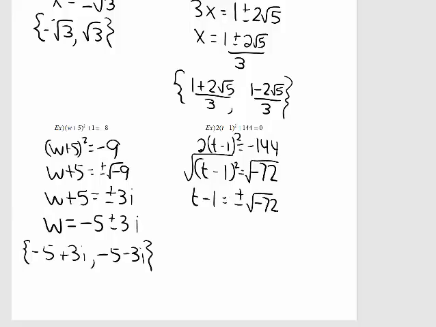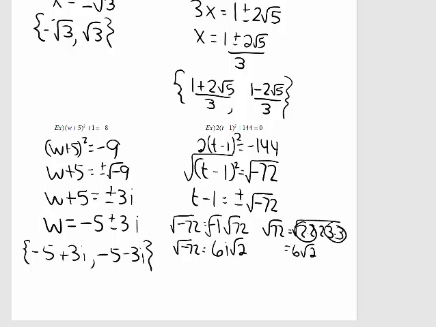Now, let's pull out the perfect roots of the square root of negative 72. So the square root of negative 72 is 6i times the square root of 2. So put it in. And now add 1. And here are my two solutions for this.